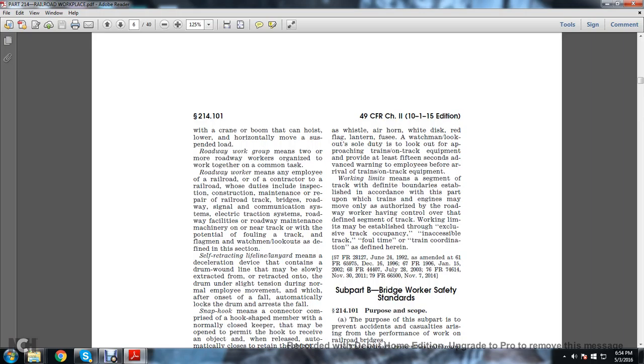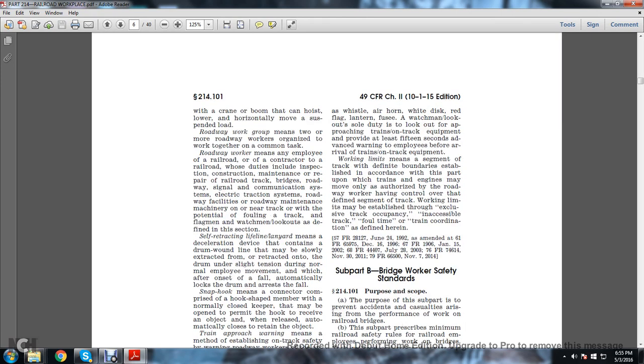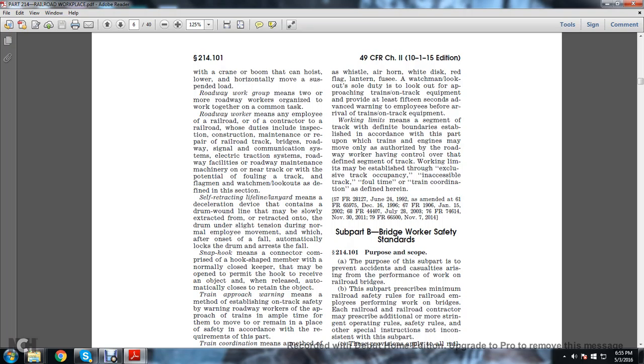Roadway work group means two or more roadway workers organized to work together on a common task. Roadway worker means an employee of a railroad or of a contractor to a railroad whose duties include inspection, construction, maintenance, or repair of railroad track, bridges, roadway, signals, communication systems, electrical traction systems, roadway facilities, or roadway maintenance machinery on or near the track or with the potential of fouling a track, and flagmen and watchmen/lookouts as defined in this section.